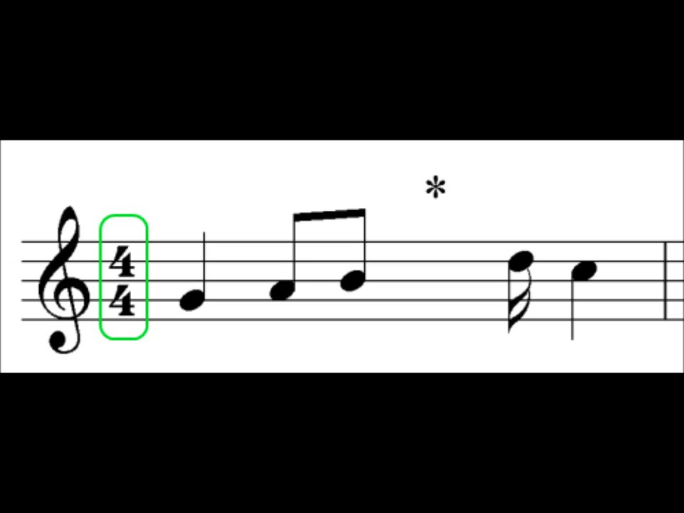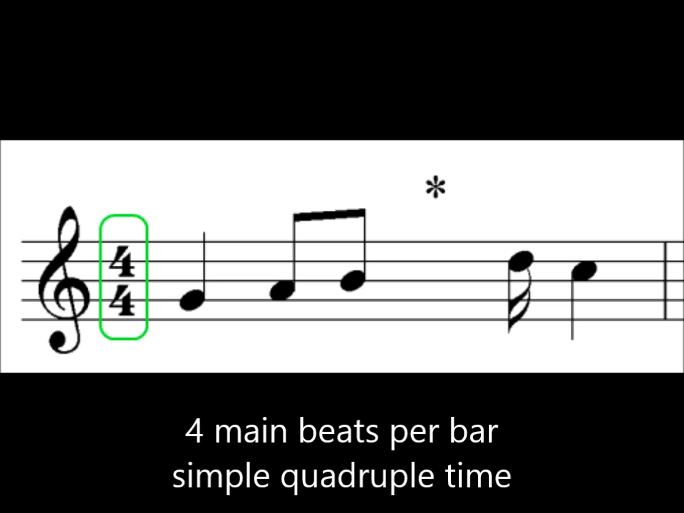So for example, we know that 4/4 tells us that there are 4 crotchets per bar. It's simple time, it's quadruple time. Each crotchet is subdivided into 2 quavers.